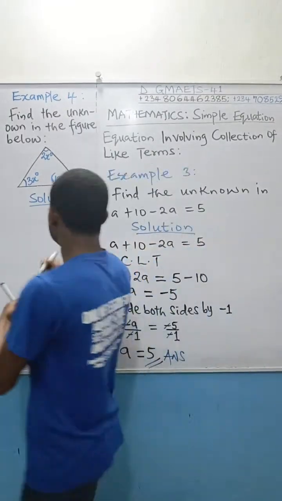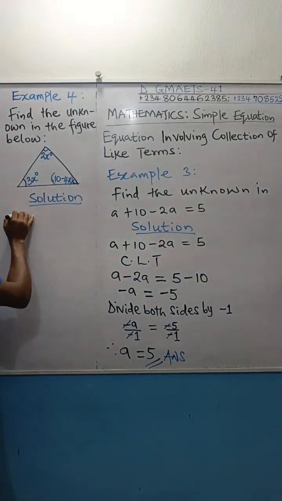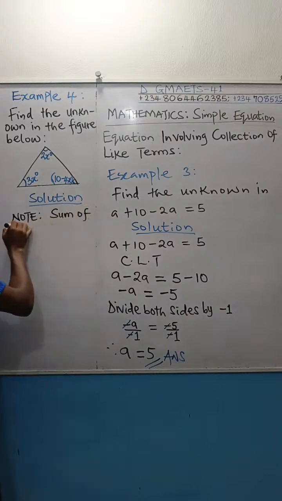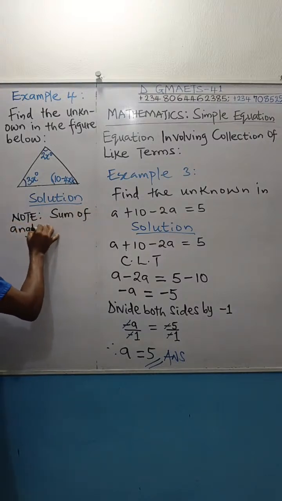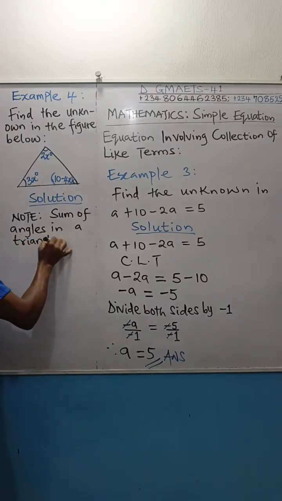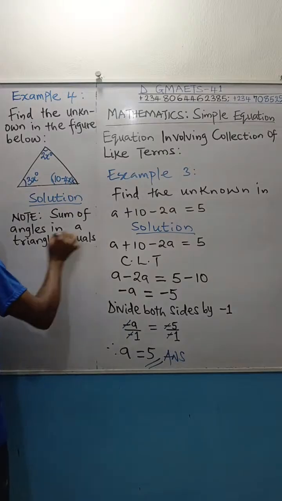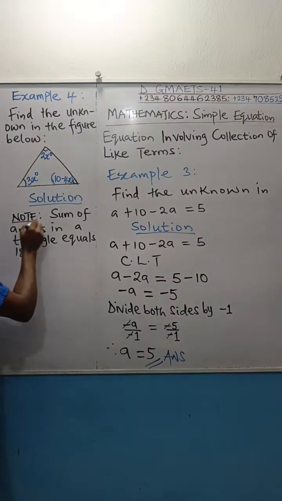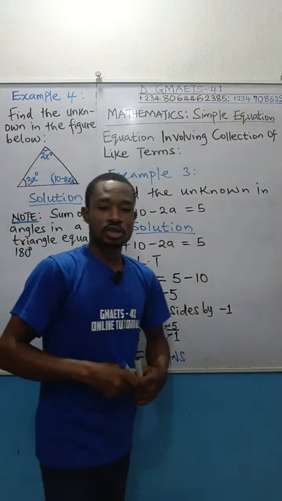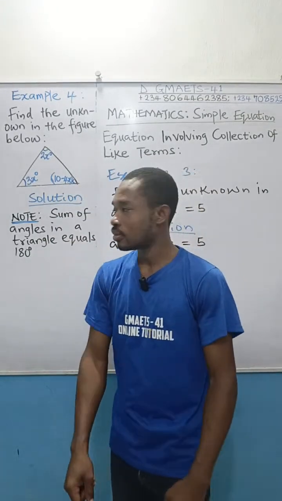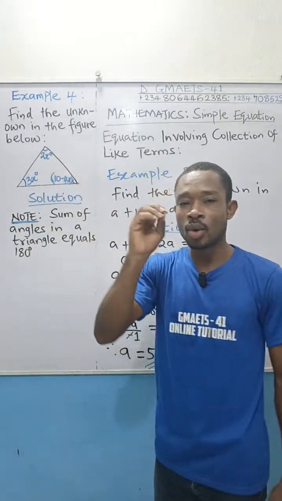Let us do it. Solution. I will write the rule. Note. I'll give it as note. Sum of angles in a triangle equals 180 degrees. So you want to take note of these. Don't play with it. In your schools, you will be told this also when you start learning shapes. If you add all the angles in a triangle, you will get 180 degrees.